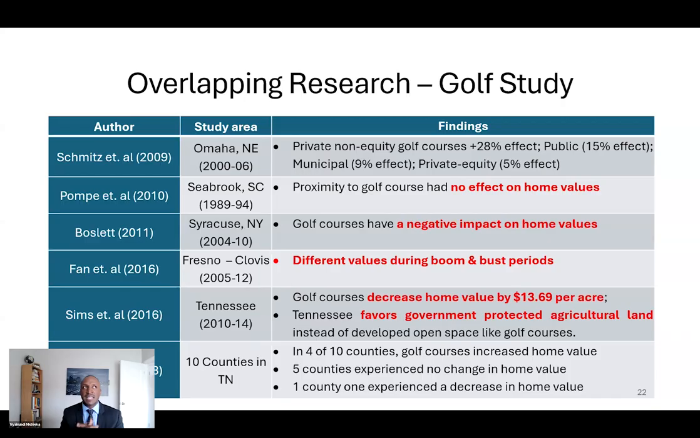And in some studies, they looked at the sales price of the house. In some studies, they looked at the appraised value of the home, right? Those are 2 different values, right? So all those findings are now becoming quite interesting. And remember, the word here I'm saying is overlapping, right? The word here is overlapping research.